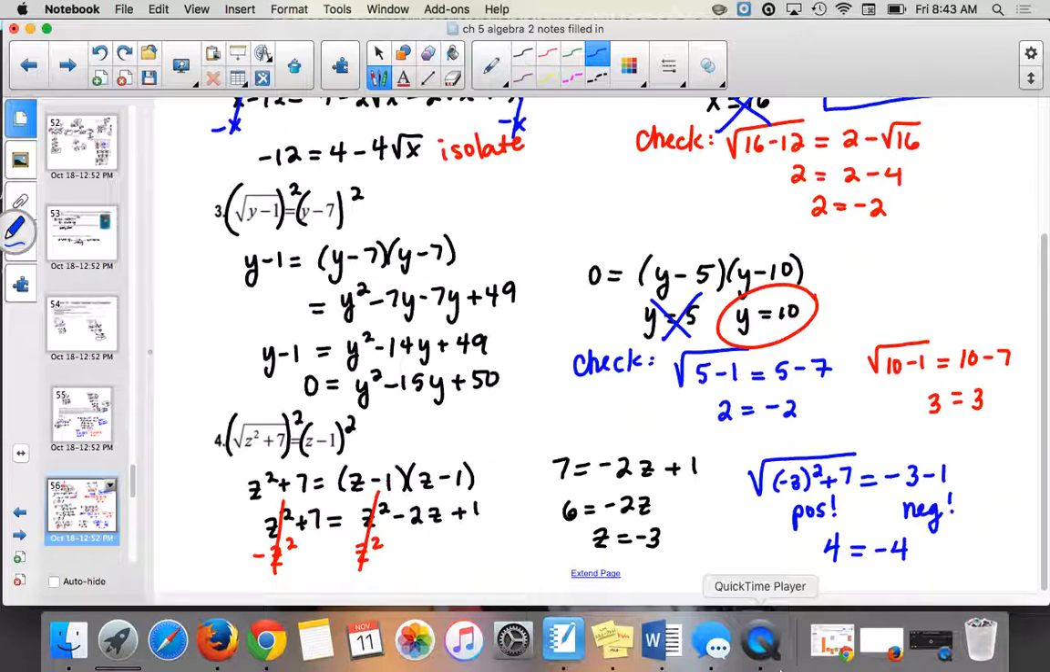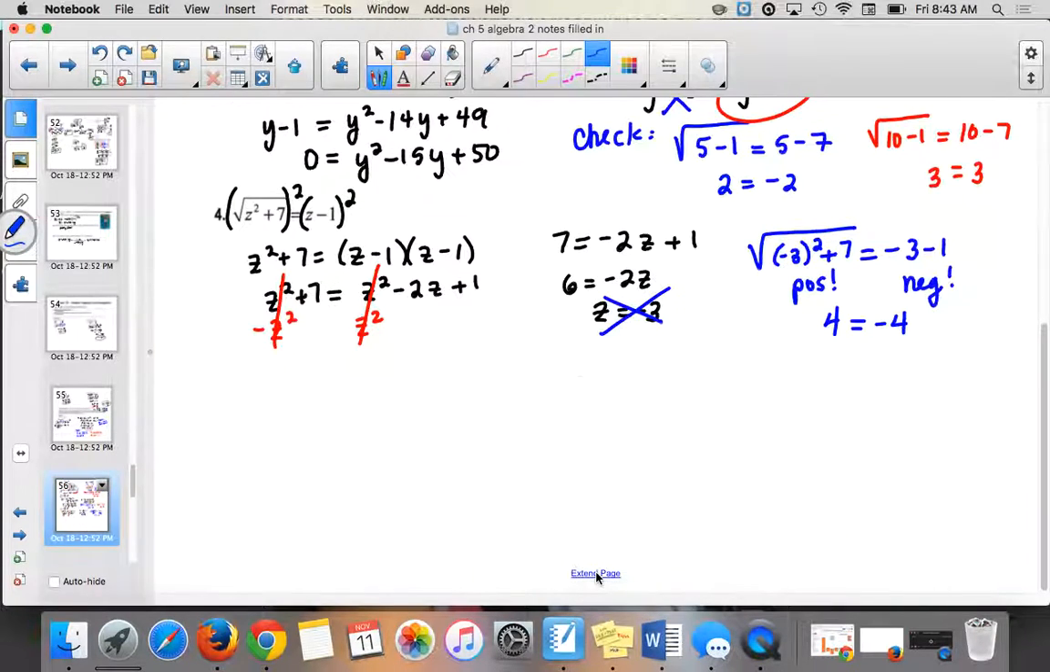It doesn't work. So if you see that you're going to plug something in and you're going to get a negative on one side equals the square root, you know you don't have it. You know it's not right. So you can cross it out. And then our answer is no solution.